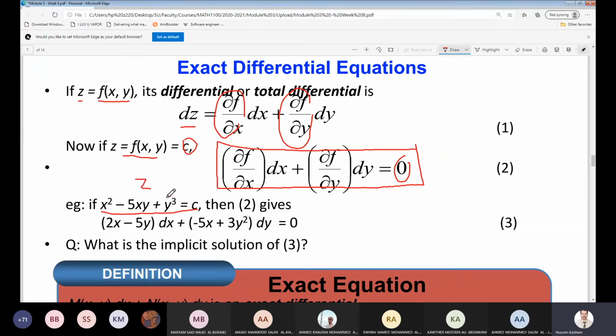Now, if I differentiate the whole expression here with respect to x, it will be 2x, then 5xy gives minus 5y, I keep y as a constant, 5 constant. And y to the power 3 will be 0 with respect to x. dx plus, I differentiate it again with respect to y. So x squared will be 0. Minus 5xy will be minus 5x. And y to the power 3 will be 3y squared, as you can see here. dy. Now, this is the general form for what we call exact equation.